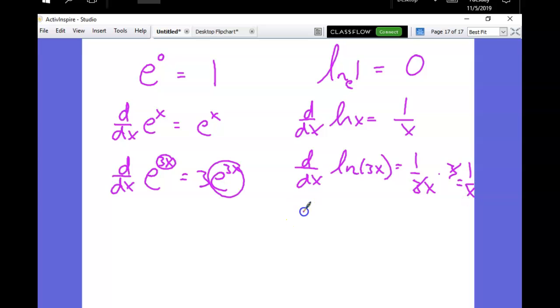How about the derivative, you'll see this one on the homework, of ln of x squared? Close. So the derivative of ln is 1 over x squared, right? But we need to multiply it by the derivative of x squared, which is 2x. And so you end up with 2x over x squared, but that can be simplified to what?